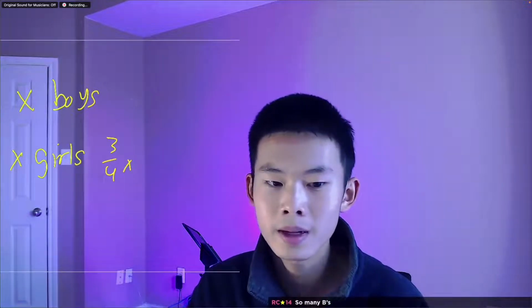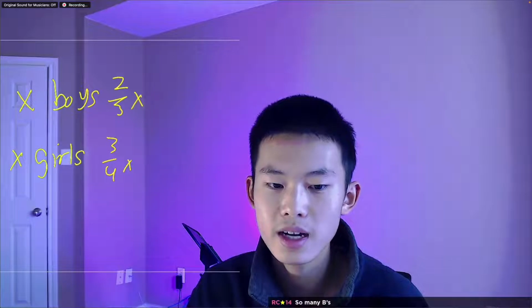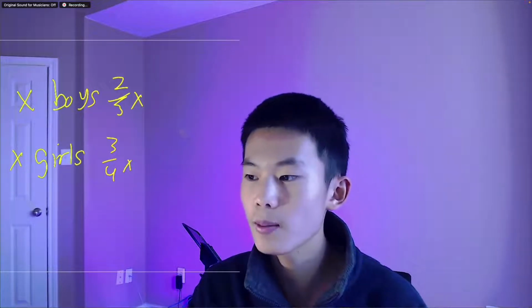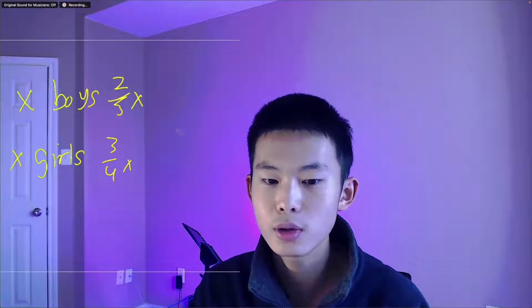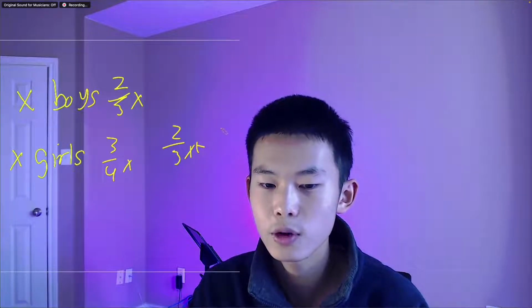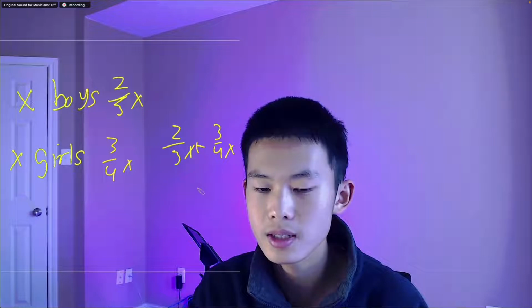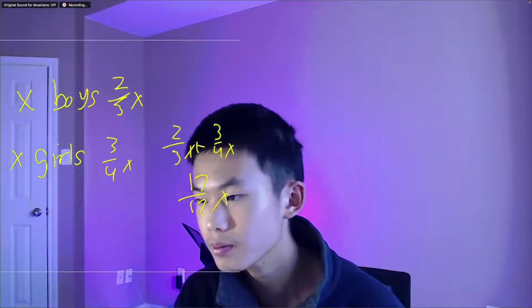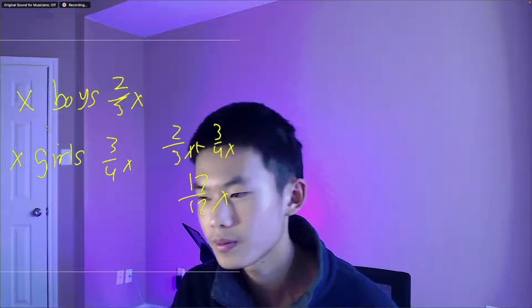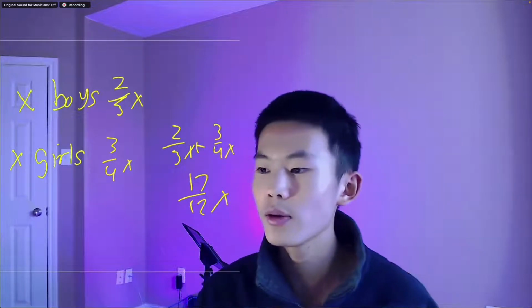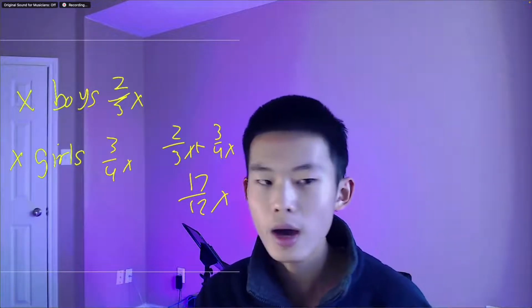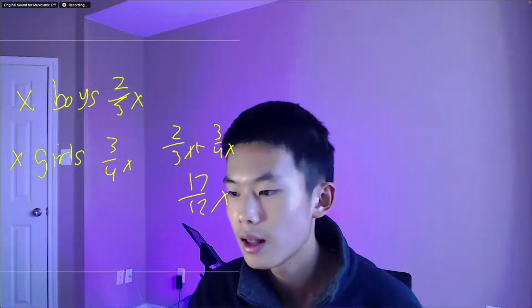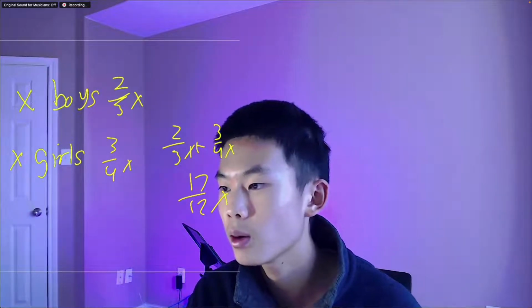So we know that 3/4 of the girls, so 3/4 X of the girls went on the field trip, and we know that 2/3 X of the boys went on the field trip. So the total number of people who went on the field trip is 2/3 X plus 3/4 X, which equals 17 over 12 X. Now, hopefully I didn't make any silly mistakes, but now we know the total number of people who went on the field trip. So how can we figure out what fraction are girls? Does anyone have any ideas on how we can figure that part out?